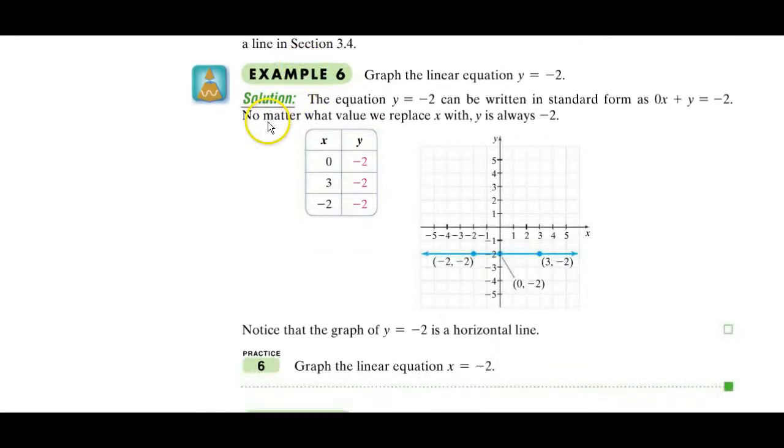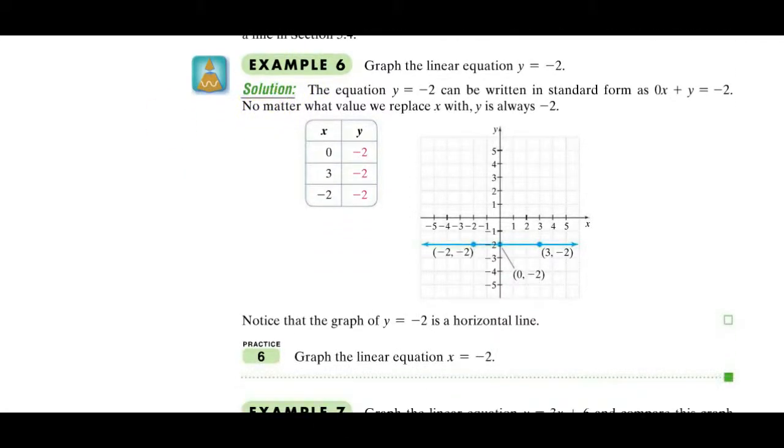Okay, now example 6 is a special case. And maybe in class on the board I had equation 5, which we said y equals b. And later we're going to have equation 6, which is x equals a.